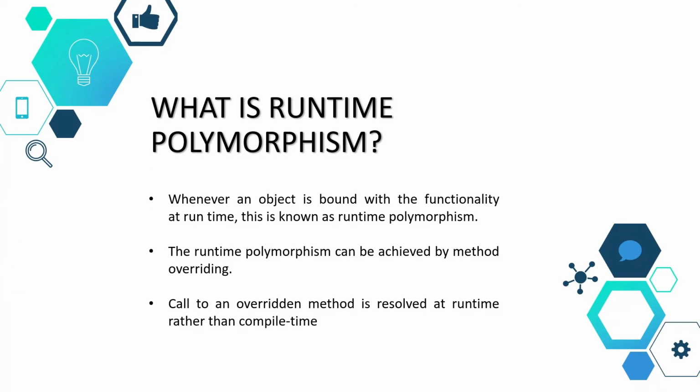Whenever an object is bound with the functionality at runtime, this is known as runtime polymorphism. It is also known as dynamic method dispatch. In contrast to compile time polymorphism, as we saw before, here the compiler deduces the object type at runtime and then decides which function call to bind to the object. Let's go through a few concepts required to understand runtime polymorphism in C++.